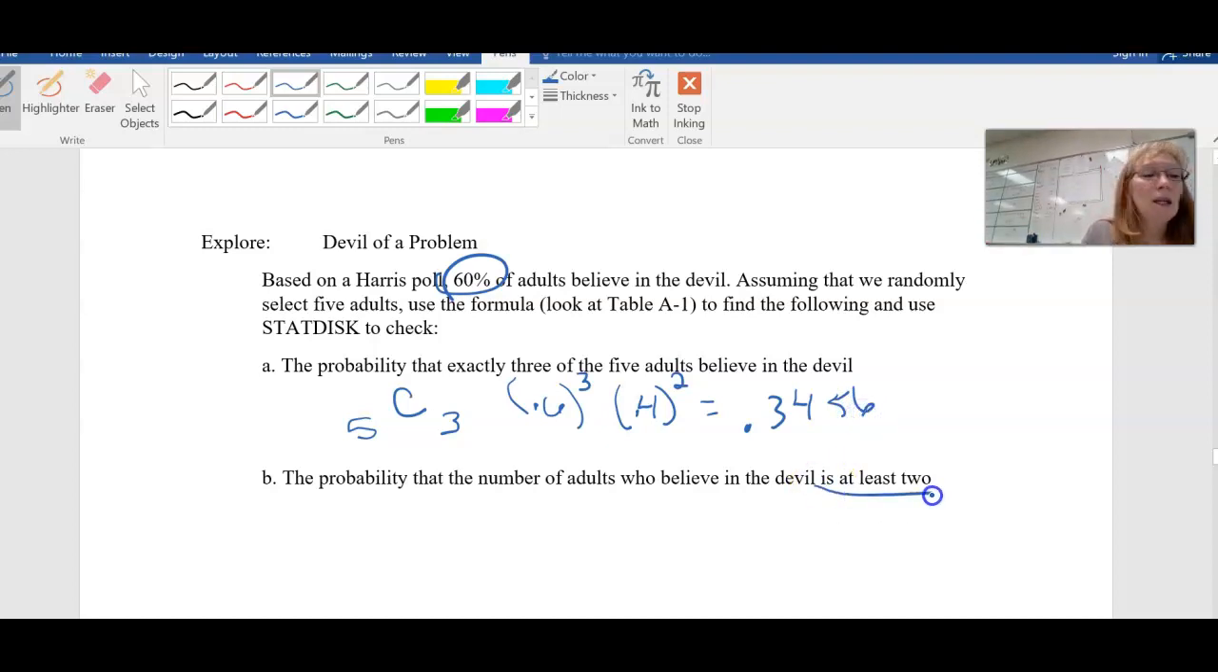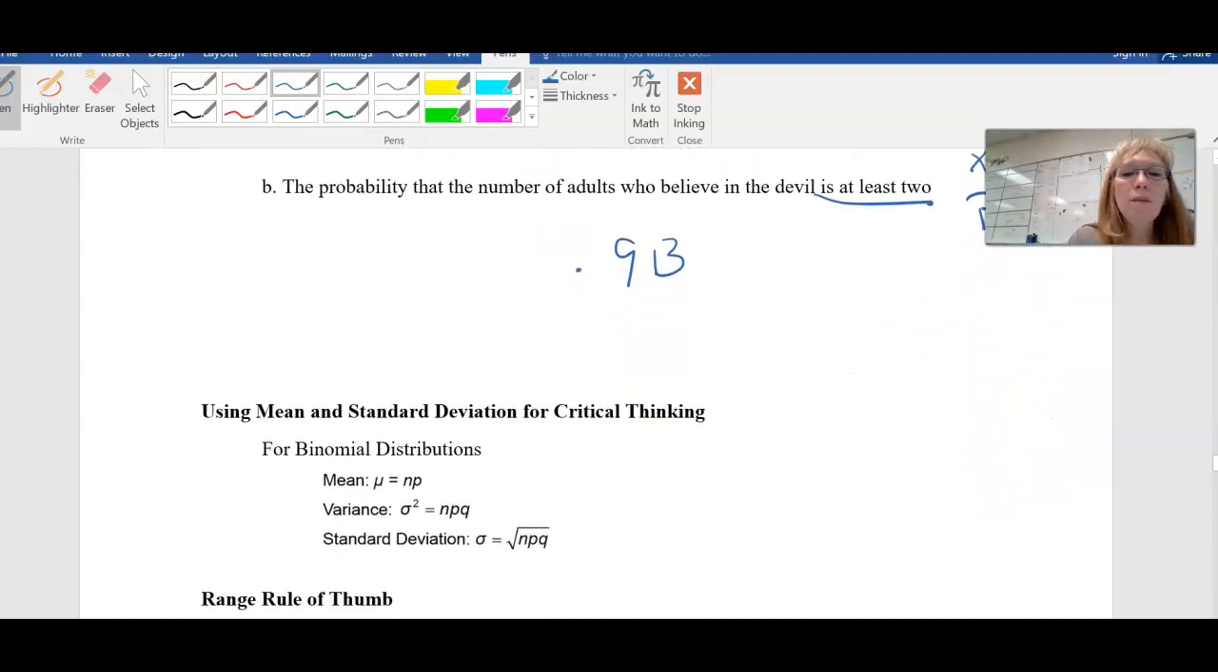Now for at least 2, you should have gone on StatDisk and typed it in. So we know that n equals 5. We know we want the third one, and we know the probability of success is 0.6. Type that in, at least 2 or more for this one, and you should have gotten 0.913. I hope you did well.